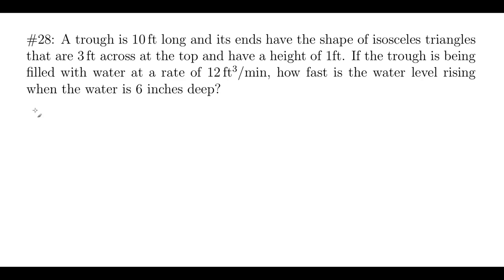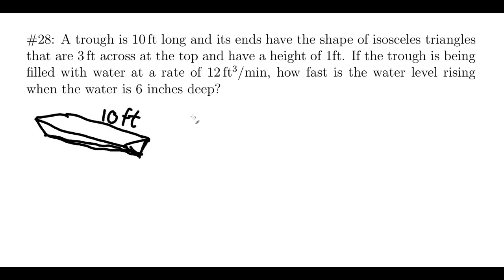Okay, so let's get a rough sense of what's going on here. We have some sort of a water trough, whose ends have the shape of isosceles triangles, right? I have drawn this terribly, but hopefully you can imagine what's going on here. The trough is 10 feet long. The end is an isosceles triangle that is 3 feet across at the top and has a height of 1 foot.